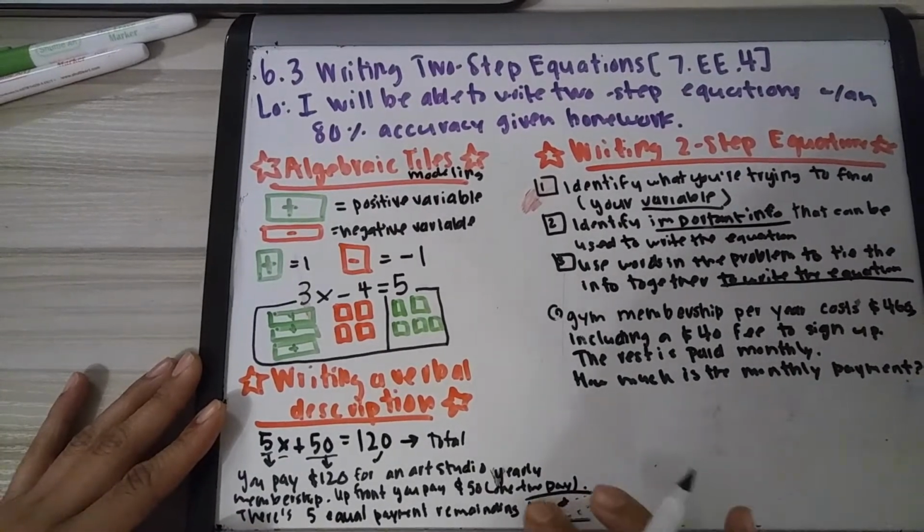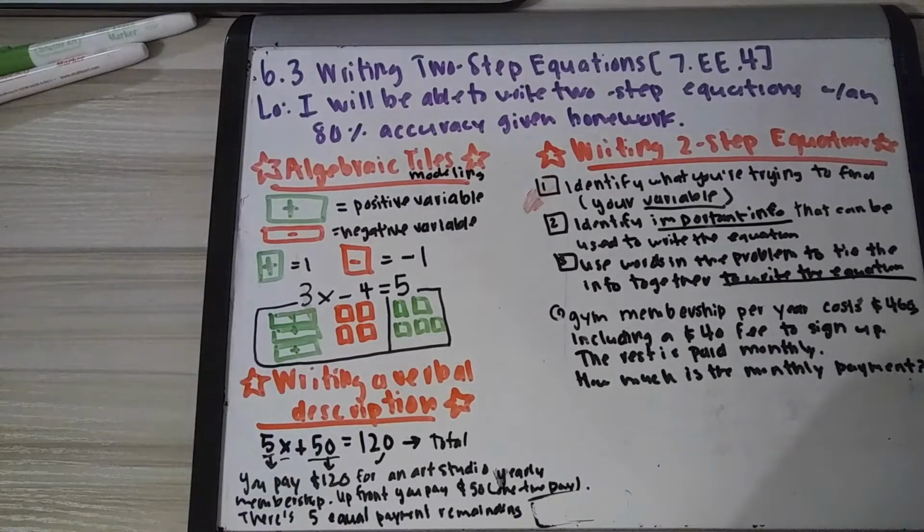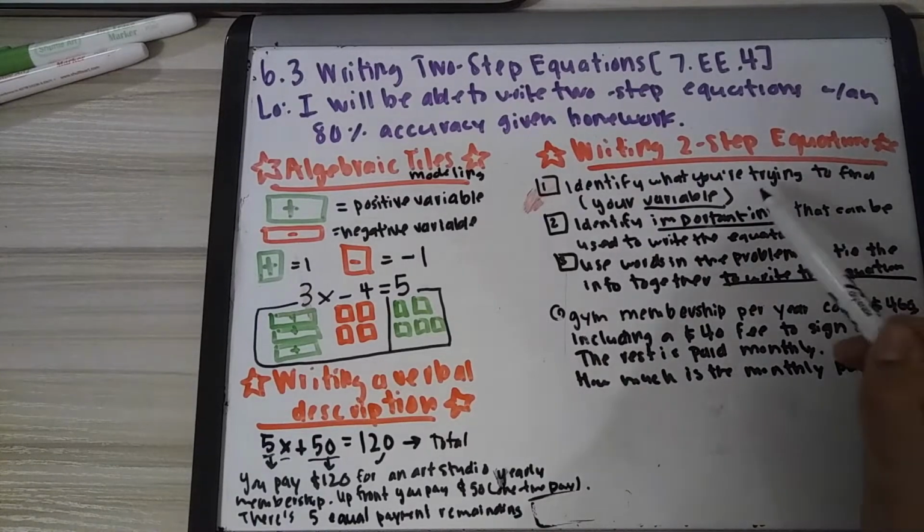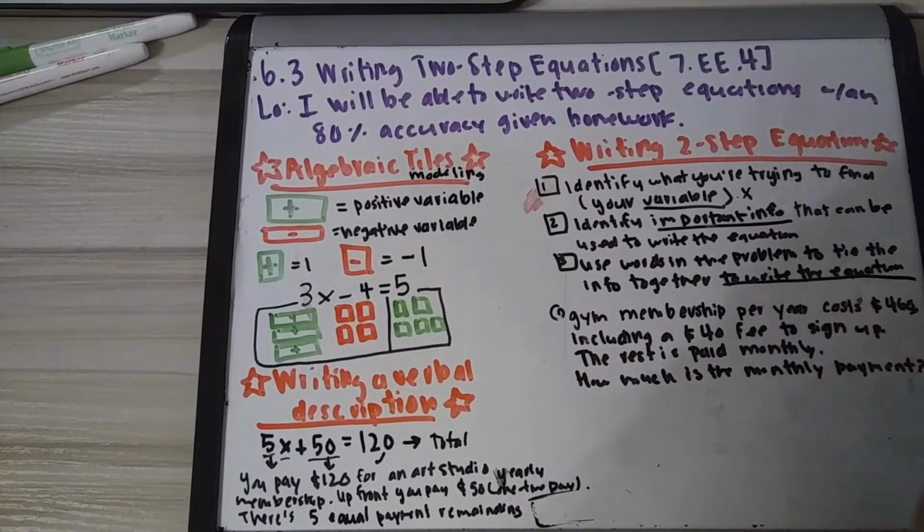Okay. So now right here, we're going to write an equation given information. There are 3 steps to it. First, I need to identify what I'm looking for, so what's my variable? I'm just going to use x in this case. Then I'm going to say, what's the important information that I can use to write that equation? And then lastly, we're going to write the equation.